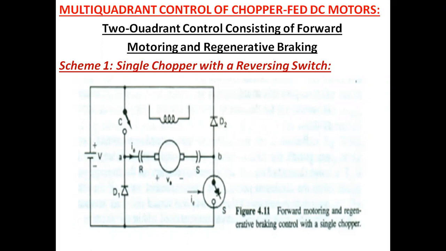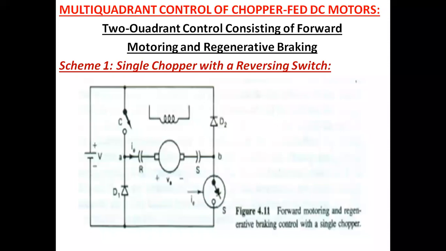As in the case of the single quadrant choppers, which I discussed before, these multi-quadrant choppers also have a filter between the source and the chopper. For simplicity, the current control loop and the filter will not be shown here in the circuit diagrams.